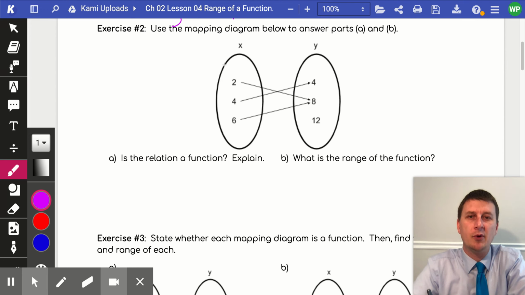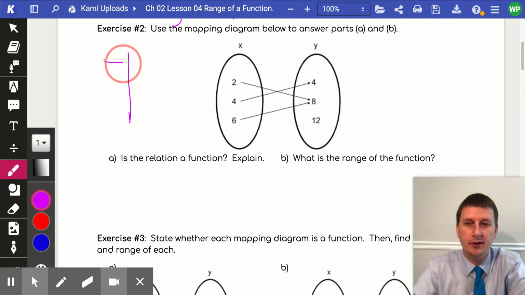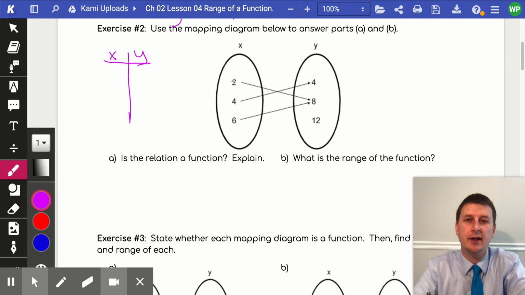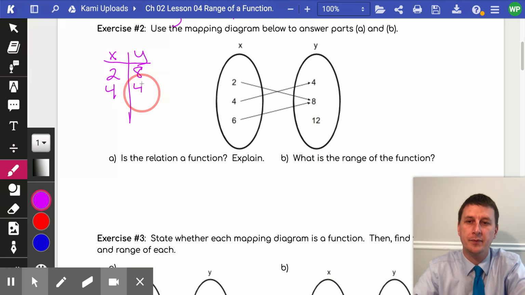This might be the first time we're looking at a mapping diagram. So how we read this is that this is pretty much the same thing as a table of x and y values, and it's just showing us where this x value leads to which output. So 2 leads to 8. So 2, the input of 2 has an output of 8. The input of 4 has an output, we follow the arrow, to 4. And the input of 6, we follow the arrow, it has an output of 8. 6 has an output of 8.